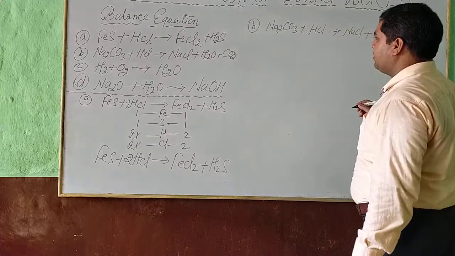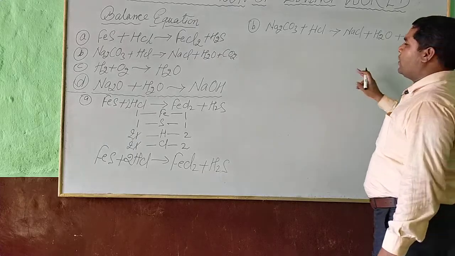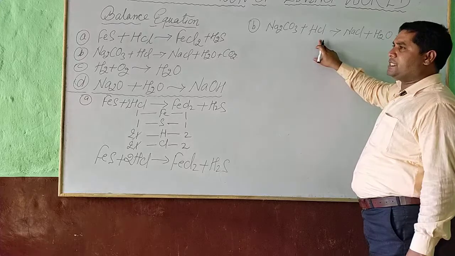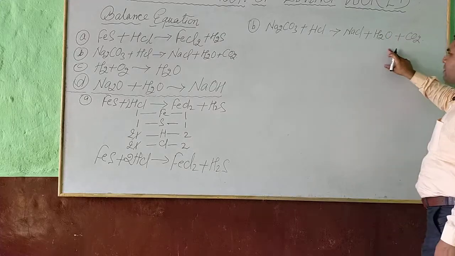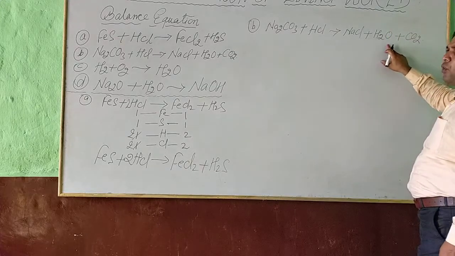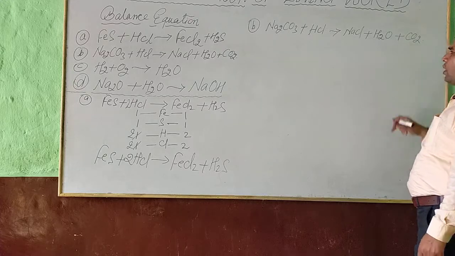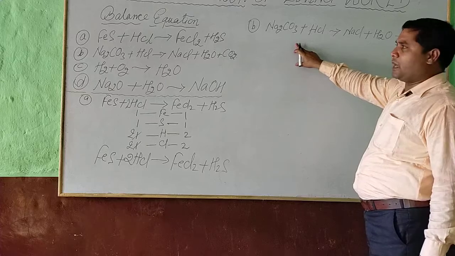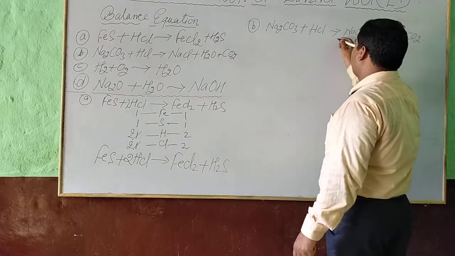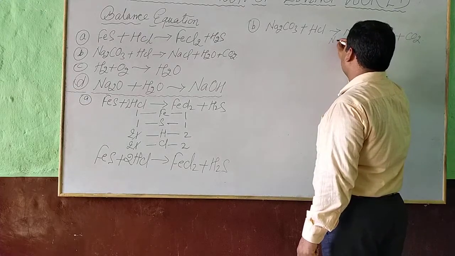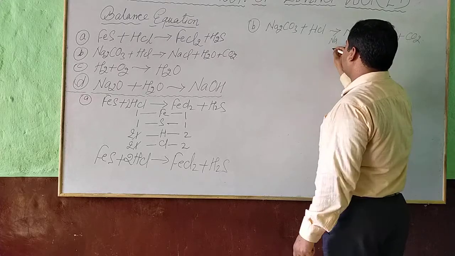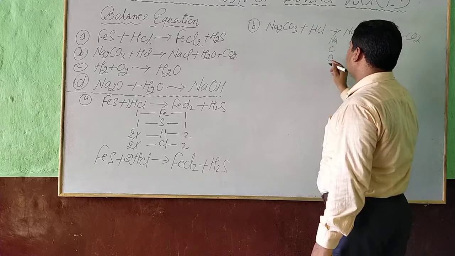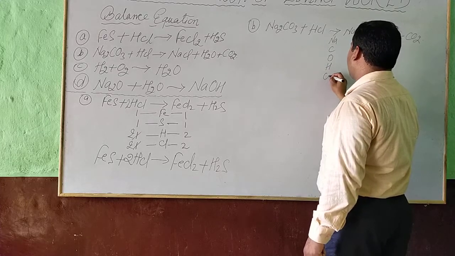Dear student, please pay attention. Whenever there is a reaction between a base and an acid, there is always a formation of salt and water. Salt and water. Now we will see the elements present in the chemical equation. So the elements are, you see here, sodium, next carbon, next oxygen, hydrogen and chlorine.